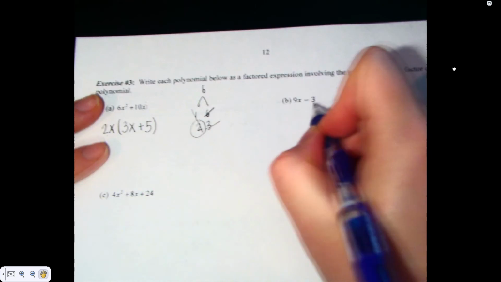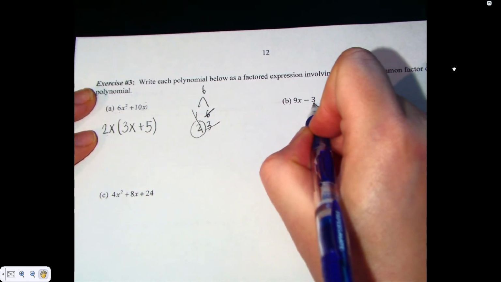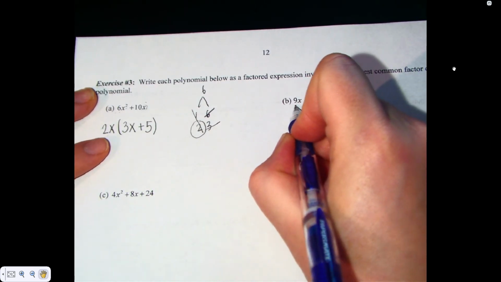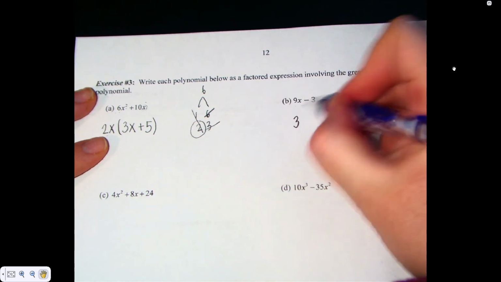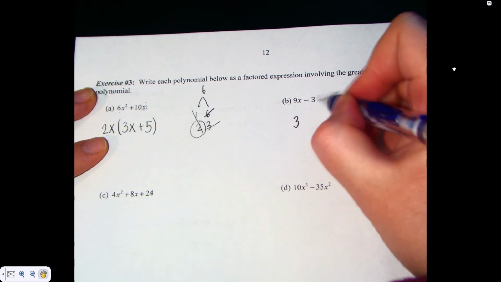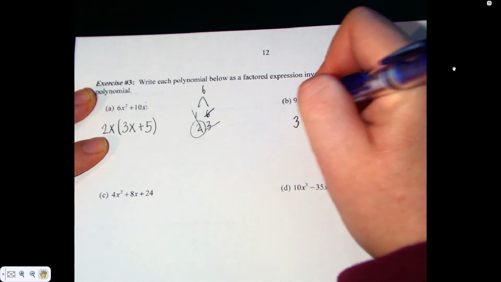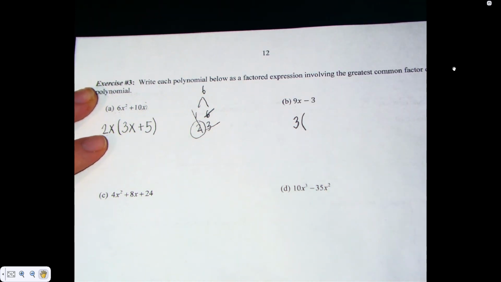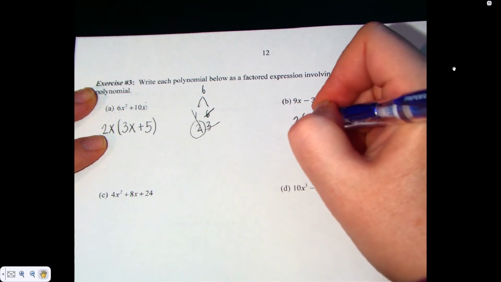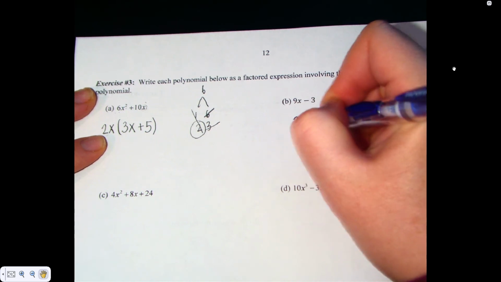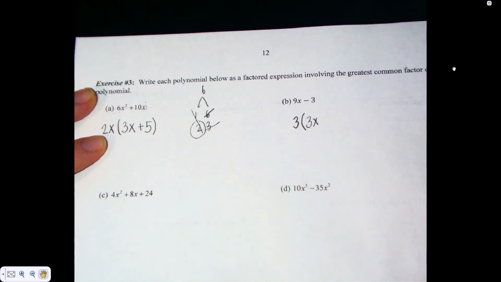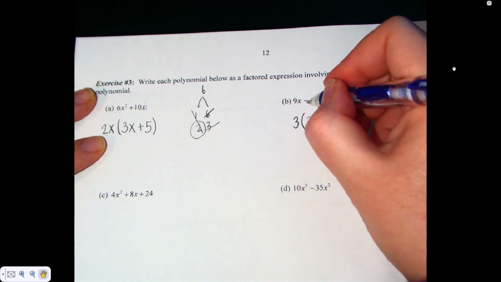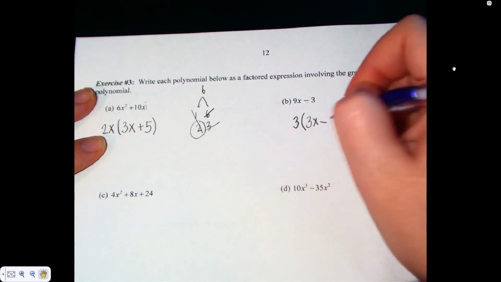All right, let's look at B. So 3 goes into 3. Does 3 go into 9? Oh, you betcha. So I can take out a 3. Now notice here, this 3 doesn't have any x's to give. So I can't take out any x's. Okay. So 9 divided by 3 is 3. This doesn't have any x's, so this x has to come along for the ride. Minus is the operation, and 3 divided by 3 is 1.